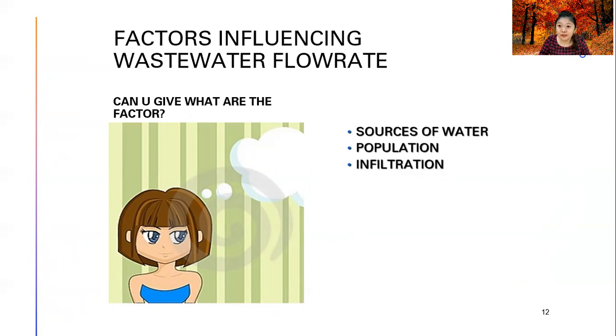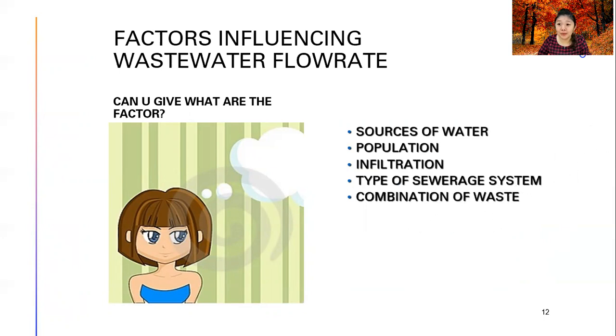Okay, infiltration. Why do we mention infiltration? Because some of our piping systems are a combined system. In the next topic, you will learn about it. So when there is rainfall, the water will infiltrate and go into the piping system, and this will increase the volume of the wastewater. And then the type of sewage system. It also depends on which type we are using.